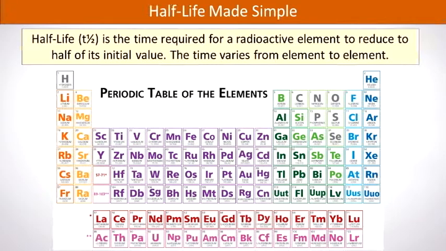Half-life is the time required for a radioactive element to reduce to half of its initial value. The time varies from element to element. In other words, on the periodic table, we have certain isotopes of elements that undergo radioactive decay. It's not always bad decay or harmful decay, but it's decay nonetheless. And that decay occurs in half-life increments.